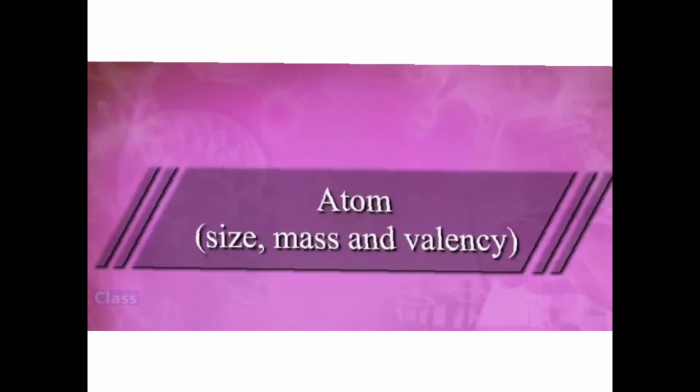Let us understand now about the atom with respect to its size, mass and valency. We know that the atom has a nucleus which contains proton and neutron, and we have the electrons revolving in the extranuclear part. The nucleus is positively charged because it contains protons which are positively charged, and there are neutrons also, but they are electrically neutral, whereas the electrons are negatively charged.